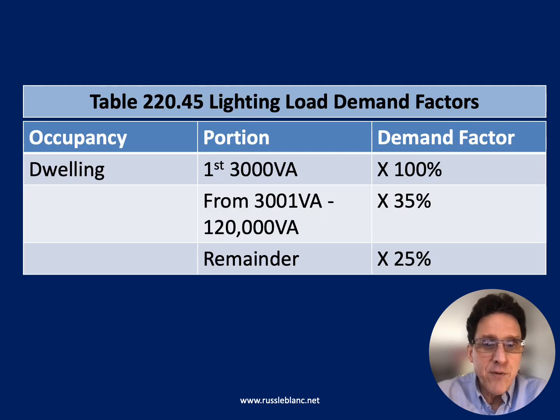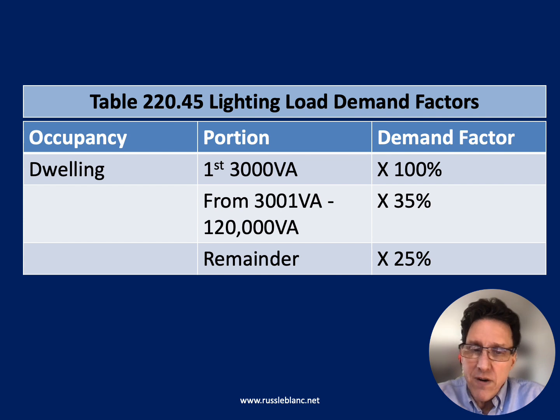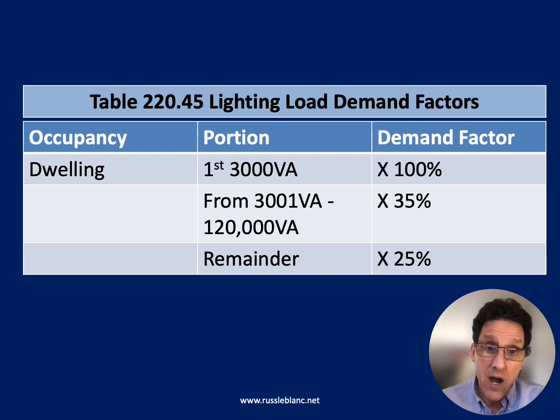Okay, here's my version of the table. Very similar to the layout in the code. And you'll notice for dwellings, there are 3 portions, right? The first portion is 3,000 volt amps. And then you have the second portion from 3,001 volt amps up to 120,000 volt amps, and that gets taken at 35%. And then everything else above 120,000 volt amps gets multiplied by 25%.